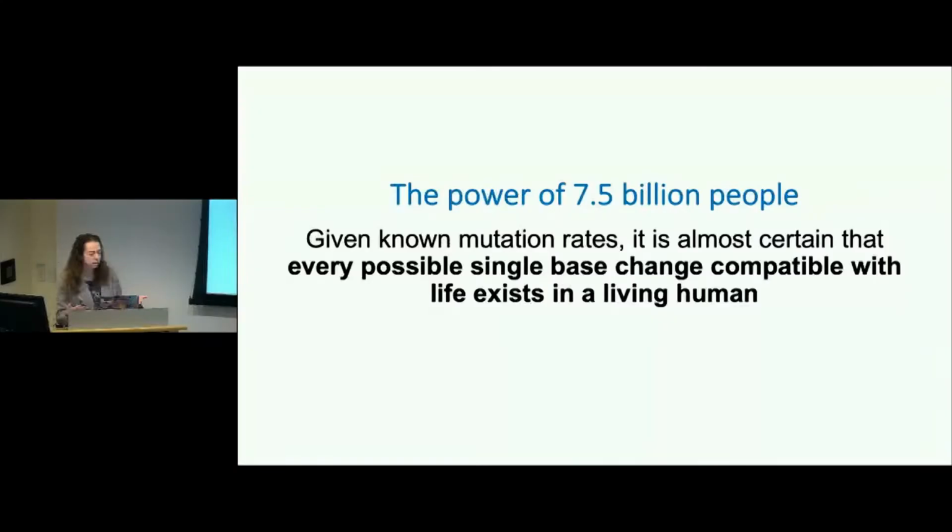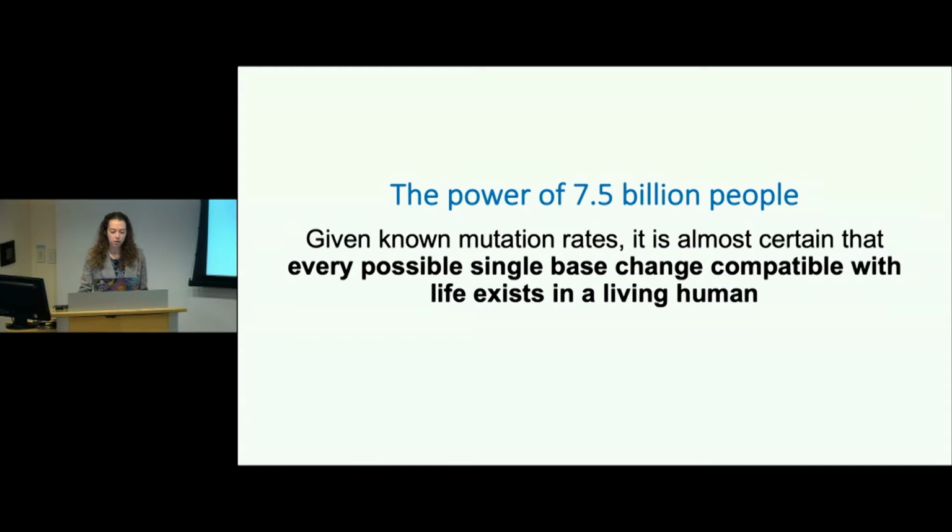And given the size of the human genome being about 7 billion bases, then there should be enough people around and mutations arising that we should be able to see every possible single base change that's compatible with life existing in a living human. So there's huge amounts of variation we should be able to capture by sequencing everyone on the planet. And so we haven't gotten that far yet, but we're making some progress.